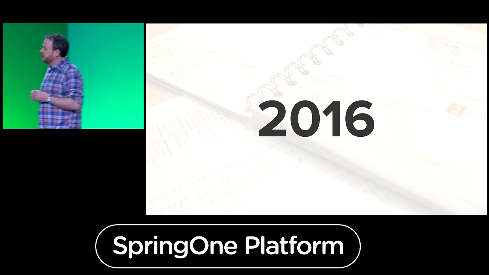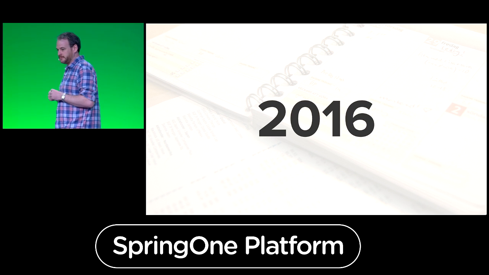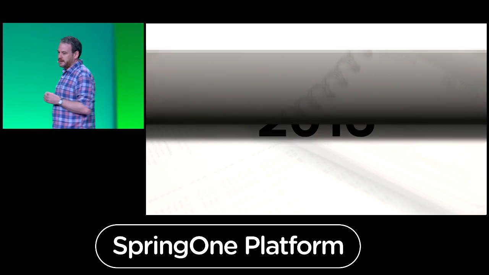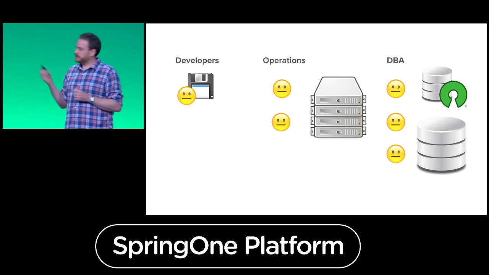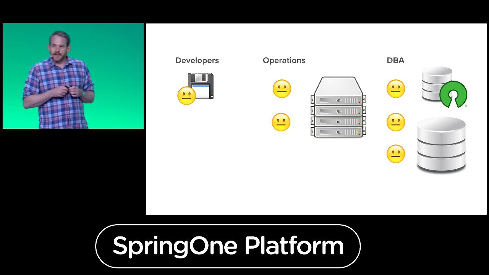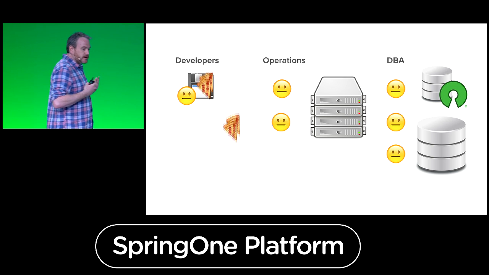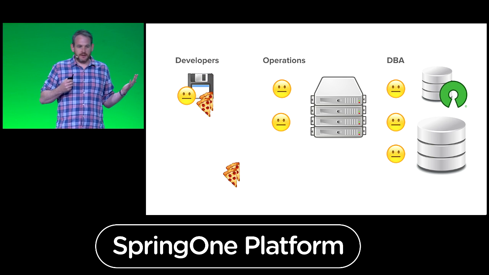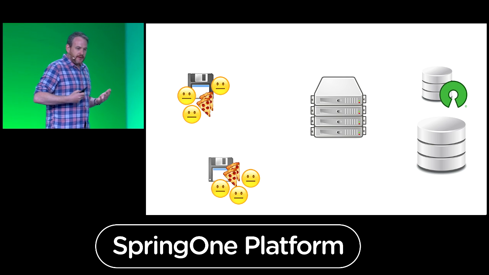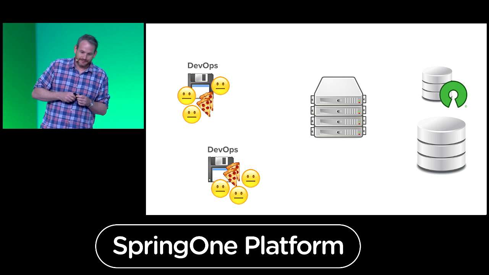OK, let's move forward. It's 2016 today. Let's have a quick look at how our architecture diagram has changed. The first thing that someone has discovered is that by simply dropping two pizzas into any organization, teams will form around them. And this is called DevOps.